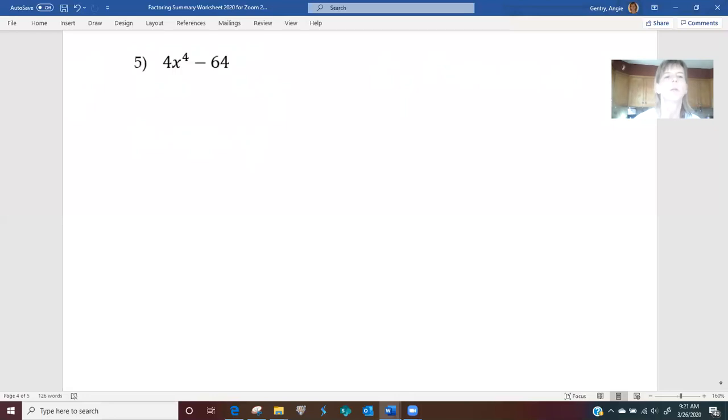Is there something in common? Well, they both have a 4, don't they? They have nothing else in common. So don't try to pull stuff that isn't there. So some students pull a 4x. Well, there's no x in 64. You can't do that. So 4, you pull it forward and you ask, open a parenthesis and say 4 times what is 4x to the 4th? X to the 4th. 4 times what is negative 64?